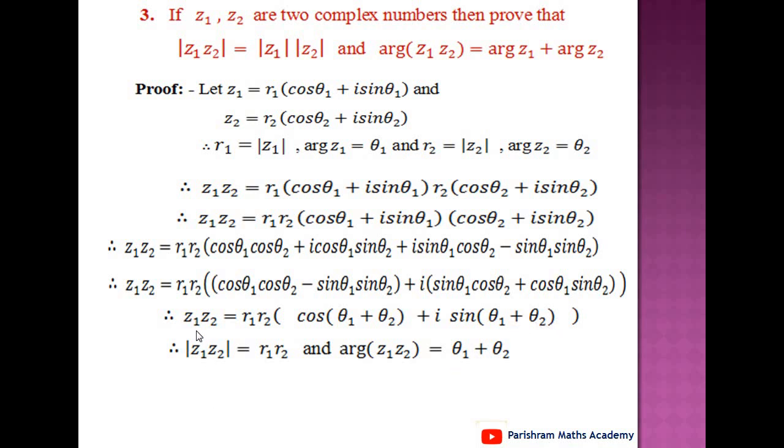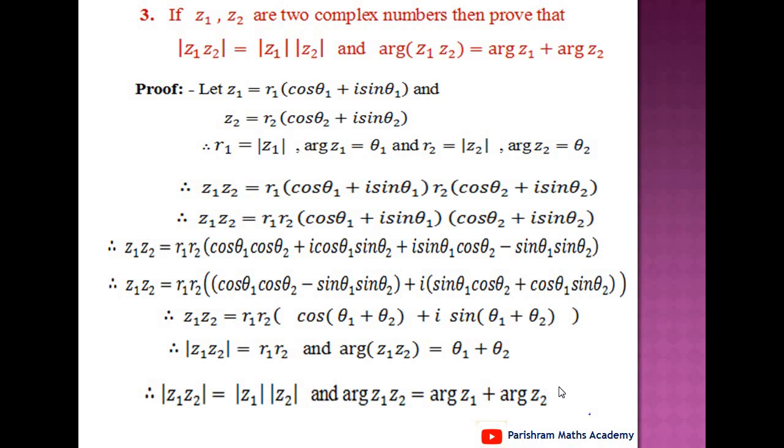And therefore from this complex number we get mod of z1 into z2 is same as r1 into r2, and argument of z1 into z2 is same as theta 1 plus theta 2. Therefore mod of z1 into z2 equal to mod of z1 into mod of z2, since r1 is same as mod of z1 and r2 is same as mod of z2, and argument of z1 into z2 equal to argument of z1 plus argument of z2, since theta 1 is the argument of z1 and theta 2 is the argument of z2. This is the third property of complex numbers.